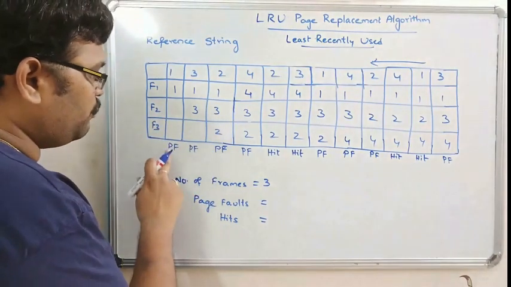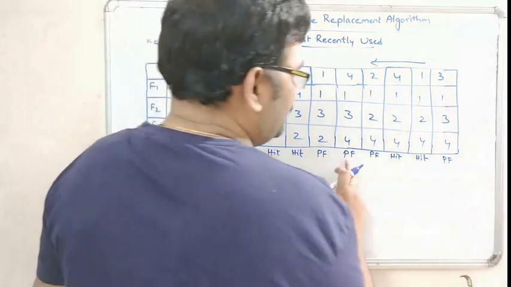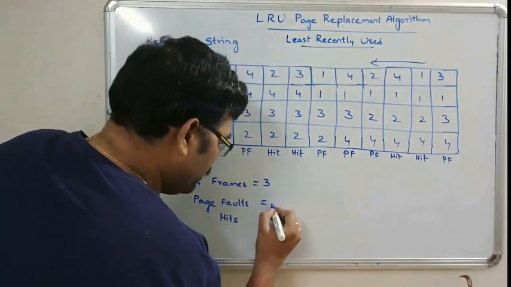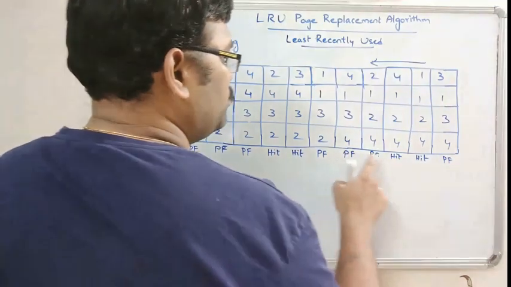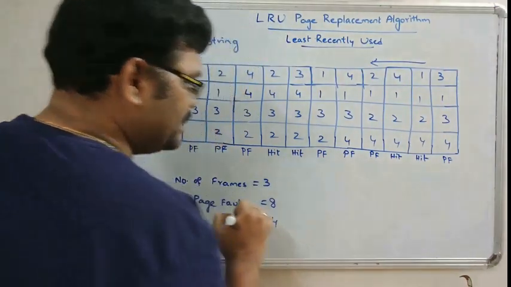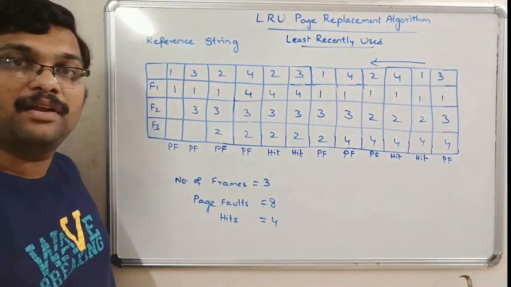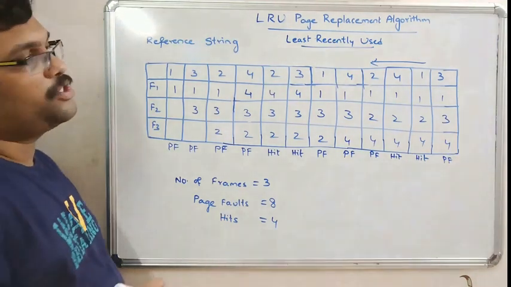So if you count this one, 1, 2, 3, 4, 5, 6, 7 and 8. So 8 page faults are there and 1, 2, 3, 4, 4 hits are there. Okay. So hope you understood this one.